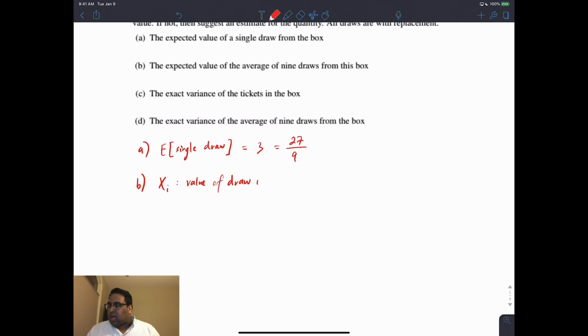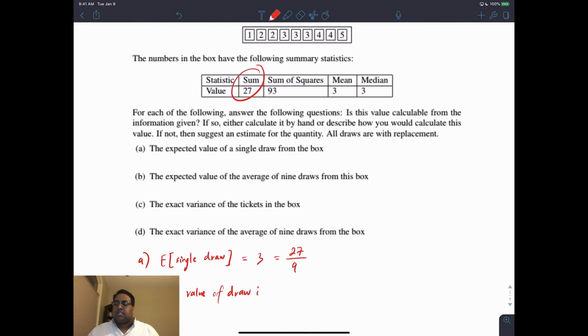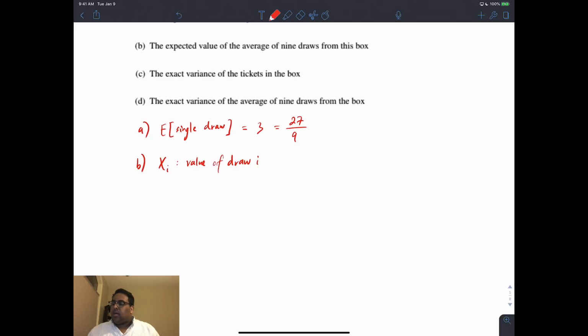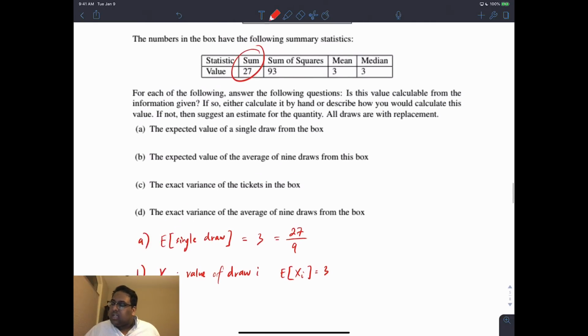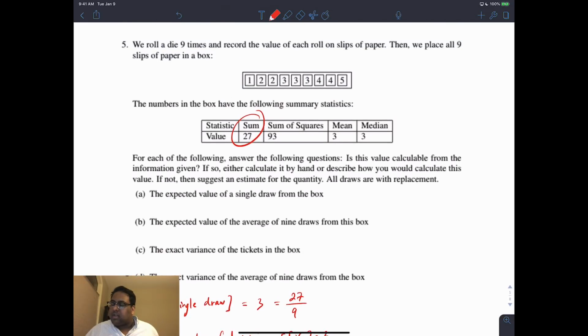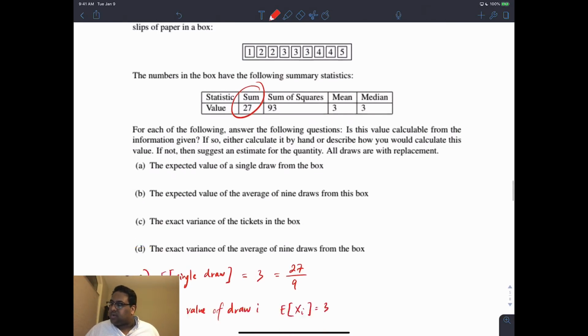draw i. Okay, so what this means is the first time I pick one of these slips of paper, I get a 4. That means x1 is equal to 4, so on and so forth. Okay, and really, xi has the expectation of 3, right? Because every time you draw it, since we're doing this with replacement, they're independent of one another, and it's just the same as the expectation of a single draw, which is 3. So every time you draw from this box, the average value you'd expect to see is 3.